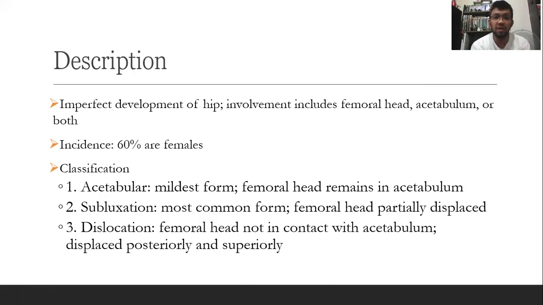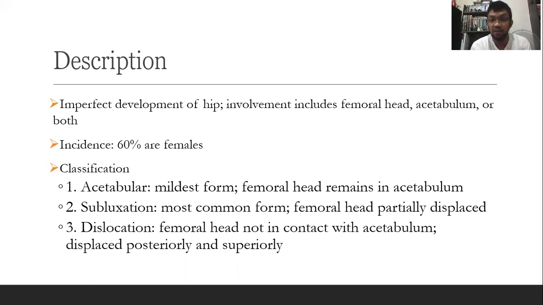So, description of this: there is an imperfect development of the hip, which involves the femoral head, the acetabulum, which is the socket, or both. The ball is the femoral head, and the acetabulum is the socket. Take note, the ones who are afflicted with this are mostly female. 60% of them are females.